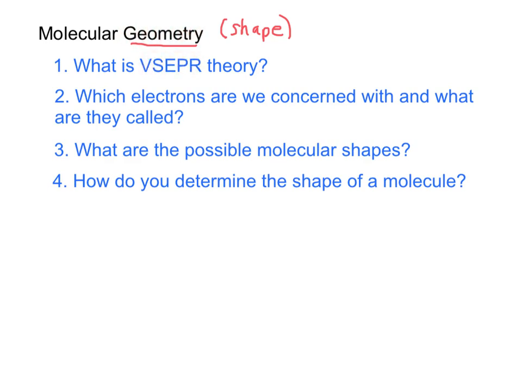Then we're going to talk about the electrons and what they have to do with VSEPR theory and which ones we're actually concerned with. Because there's a lot of electrons in a molecule and we're not concerned with all of them. And then the third thing we're going to talk about are the possible shapes that molecules can take, or some of the possible shapes that molecules can take. And then we're going to lastly just go through some quick steps on how to determine the shape of a molecule. I mean, if you can't see them, how do you know their shapes? There must be a way to do that.